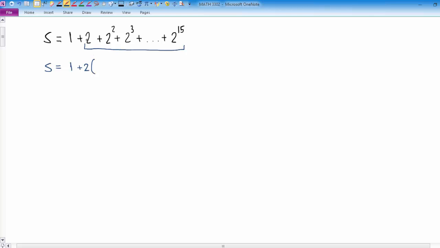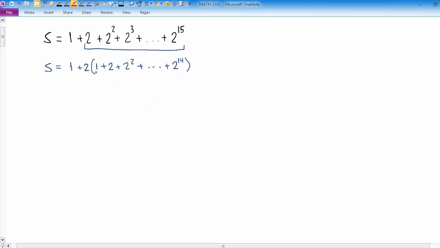So here we factor 2 out of 2, it becomes 1. You factor 2 out of 2 squared, it becomes 2. This is 2 squared. And we factor 2 out of 2 to the 15th power. This becomes 2 to the 14th power.